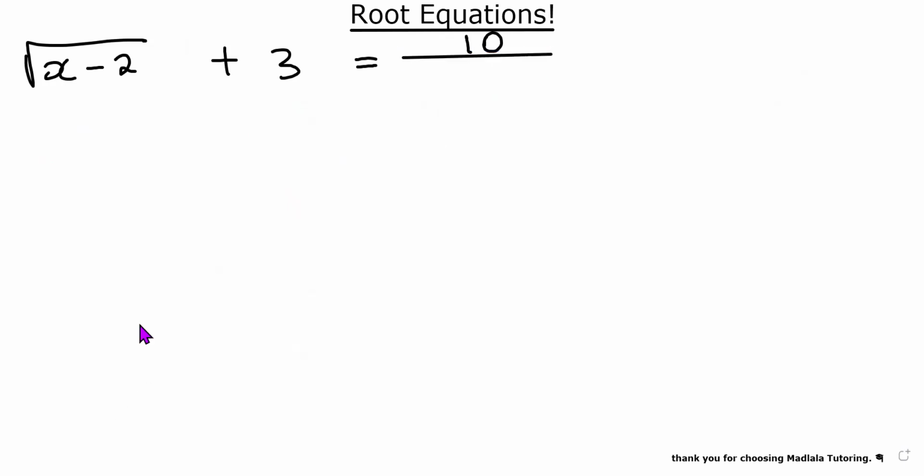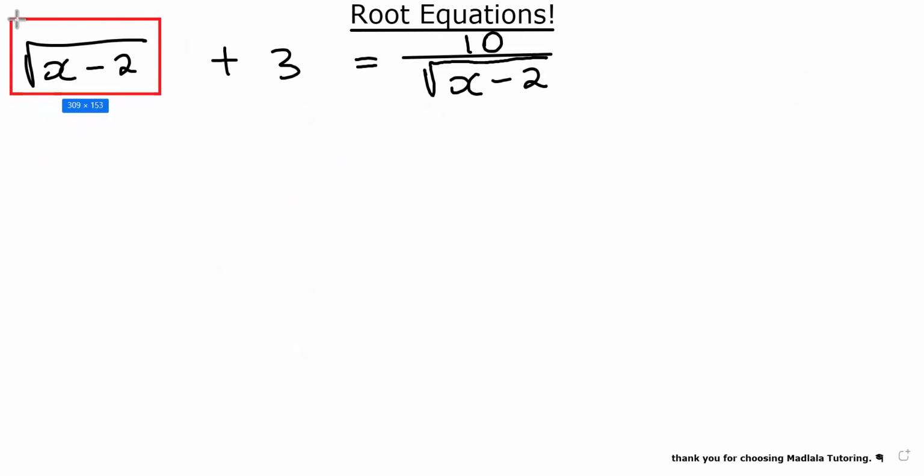So, let's say they ask you to please solve for x in this case. You are given the square root of x minus 2, which is added to 3, and this entire thing is set equal to 10 divided by the square root of x minus 2. All right? So the first thing that we see here is we have the square root of x minus 2. We also have the square root of x minus 2.